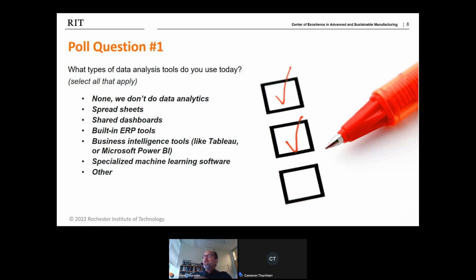I do notice that really nobody answered that you're using business intelligence tools or machine learning software. These are very powerful tools, and hopefully by the end of the presentation, you'll learn some more about what the benefits are and how to get started with those.